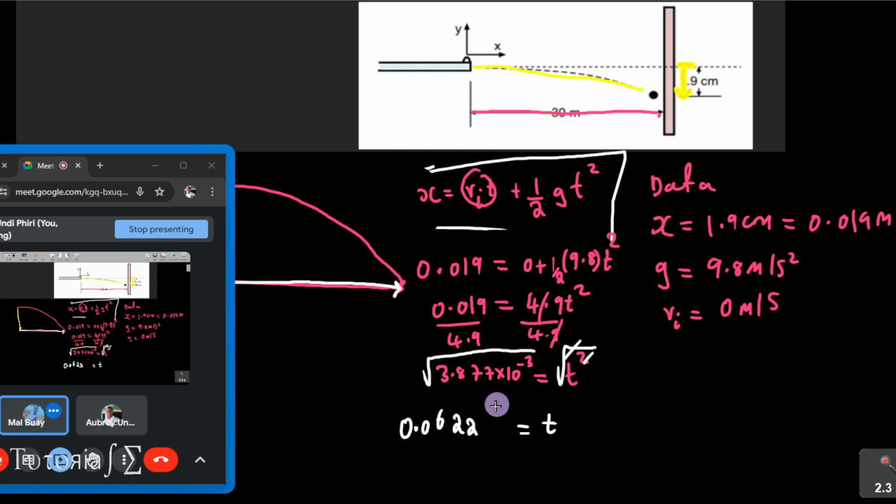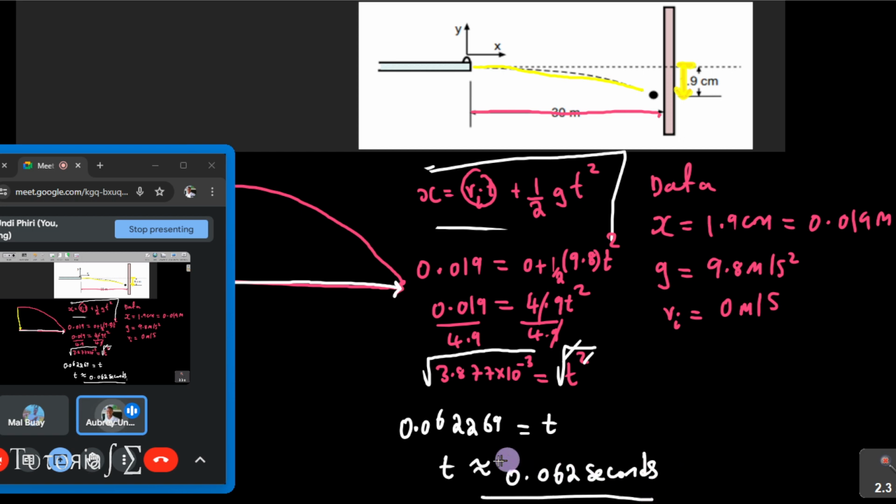0.062269. All right, so after you get that, you can approximate now to 0.062 seconds. Okay, so following this strictly, the square root gives us a positive and a negative solution. But in physics, we're only interested in the positive solution. That's why we get time as the positive value like that.